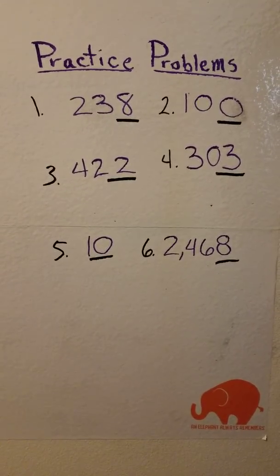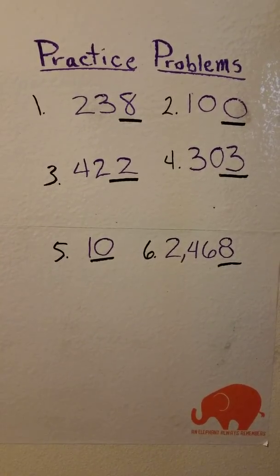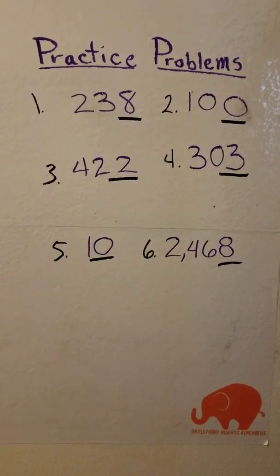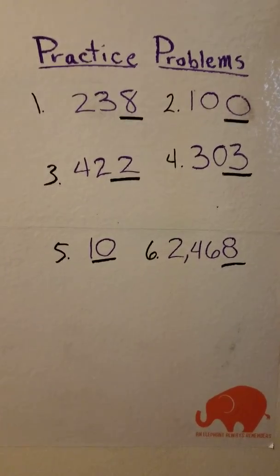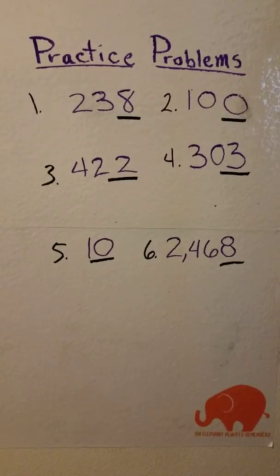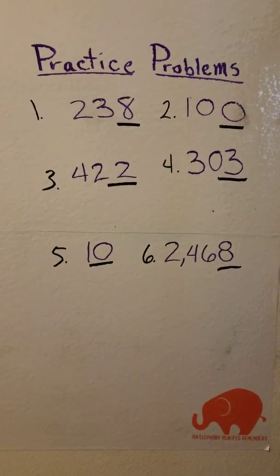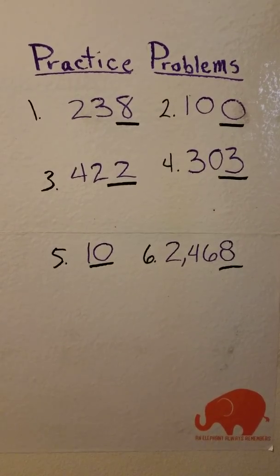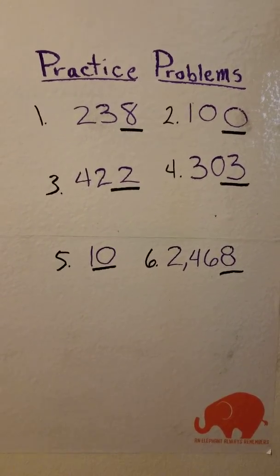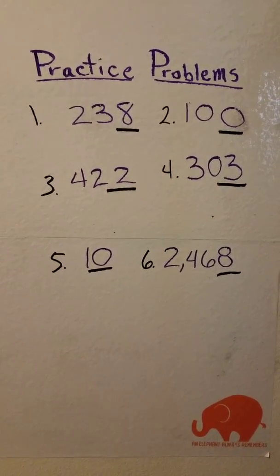Starting with number 1, we have 238. That does meet the divisibility rule for the number 2 because it ends in the number 8, so that is divisible by 2. The next problem, we have the number 100. 100 ends in the number 0, so that is divisible by 2 because that also ends in 0, 2, 4, 6, or 8.